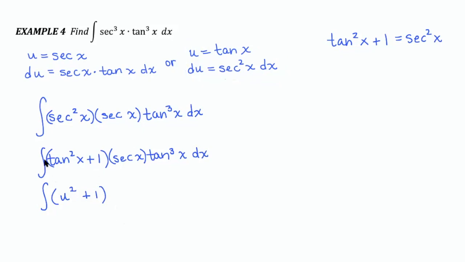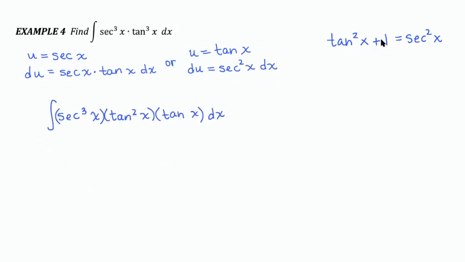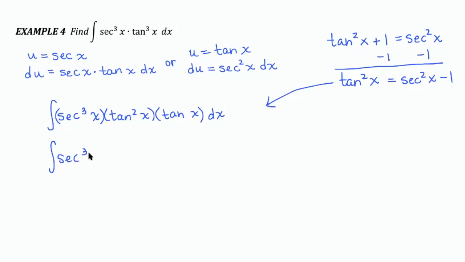So I'm going to go back. Maybe instead of splitting up the secant cubed, I should split up the tangent cubed. So here I have pulled a tangent squared out, and I'm going to want to go to my identity then and solve for tangent squared so that I have a nice way to substitute and get rid of that tangent squared. And I'm going to bring that back over into my integral. So I'm going to have secant cubed x. Tangent squared x, I'm now going to replace with secant squared x minus 1 times tangent of x dx.